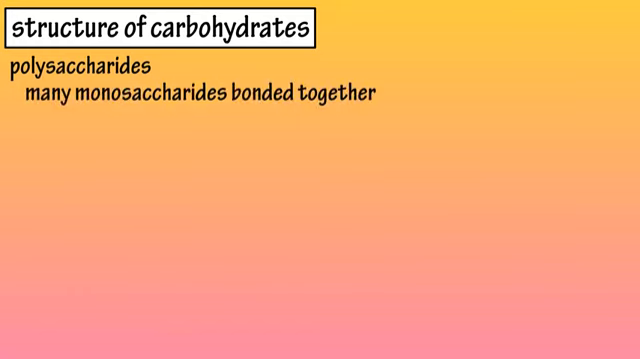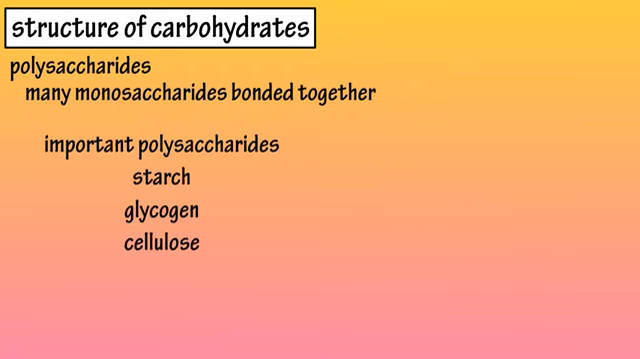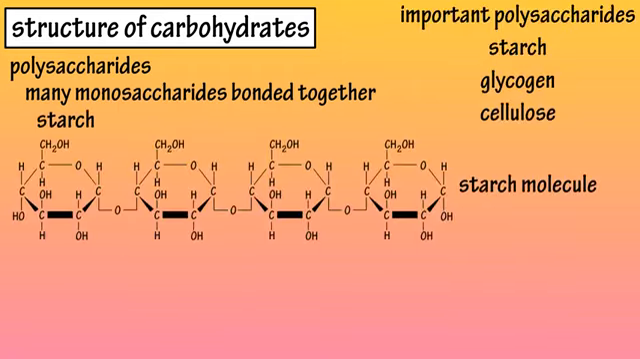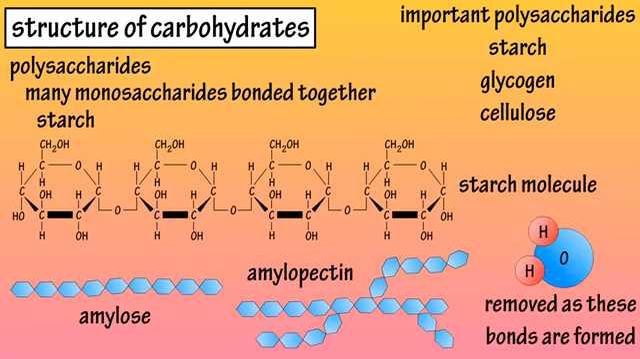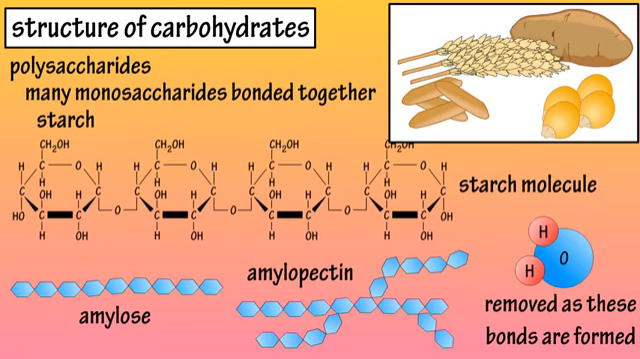There are 3 polysaccharides that are important to the body: starch, glycogen, and cellulose. Starch consists of many glucose molecules bonded together forming long chains called amylose, or branched chains called amylopectin. Water molecules are also removed as these bonds are formed. Starchy foods include potatoes, rice, wheat, and corn.